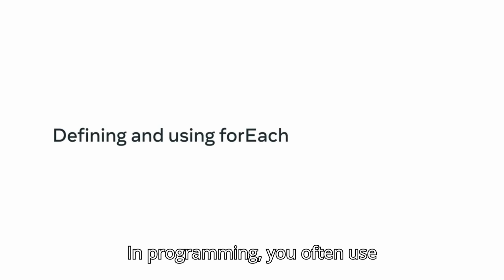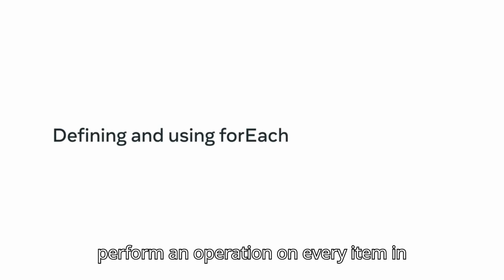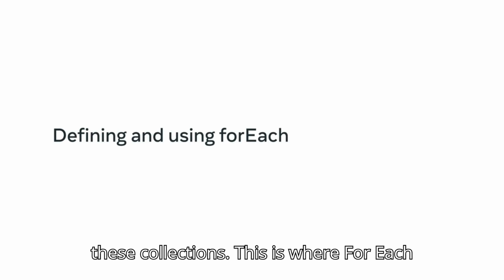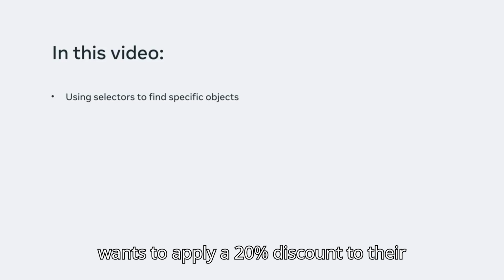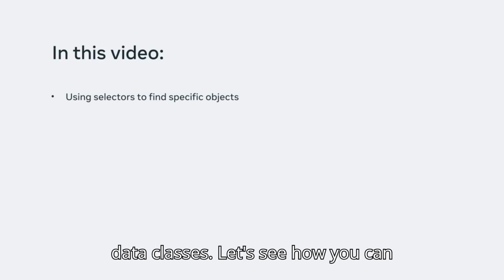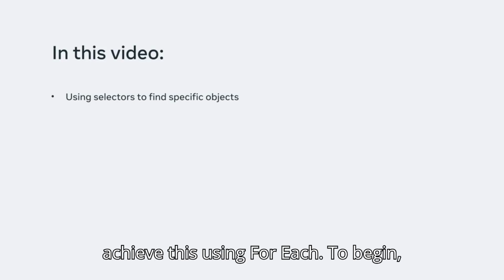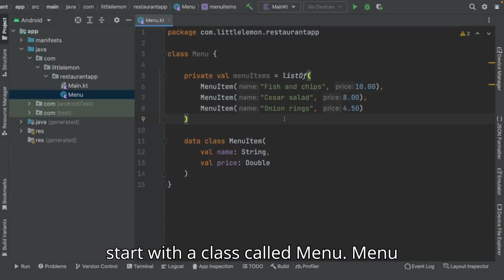In programming, you often use collections, and sometimes you want to perform an operation on every item in these collections. This is where forEach is of use. The Little Lemon restaurant wants to apply a 20% discount to their entire menu. All the food items are already stored in a list of menu item data classes. Let's see how you can achieve this using forEach. To begin, start with a class called Menu.